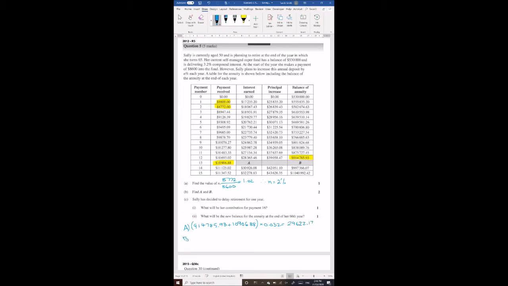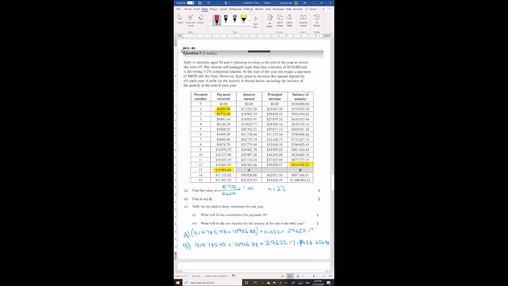Our value of B, that will be the balance at the end of the previous year plus our repayment plus the interest that we've earned. So our value for B will be 928,654.98. Okay, so Sally has decided to delay her retirement for another year.